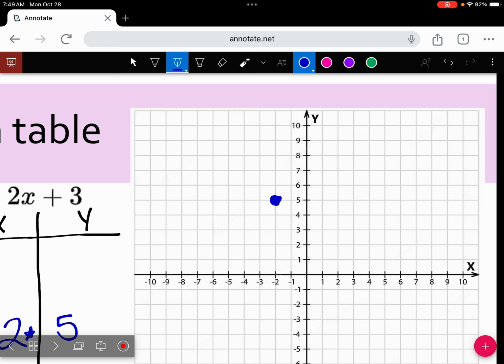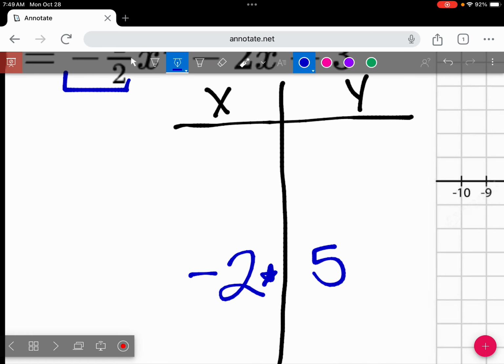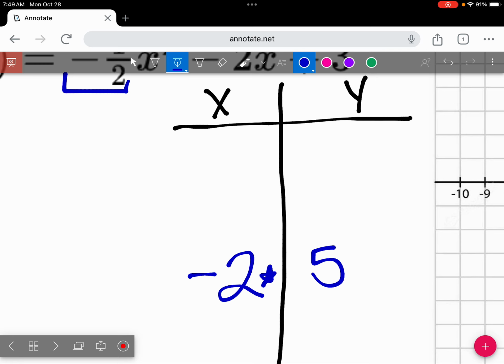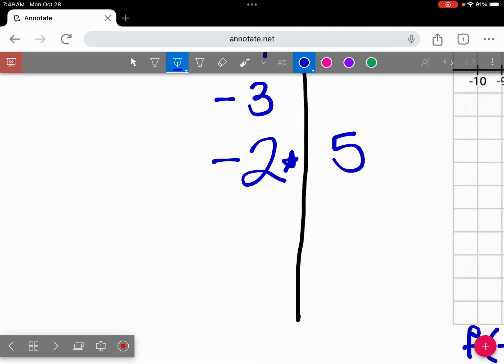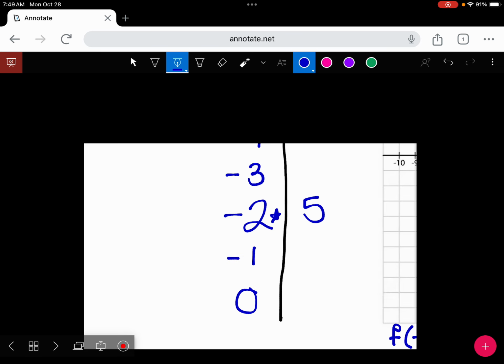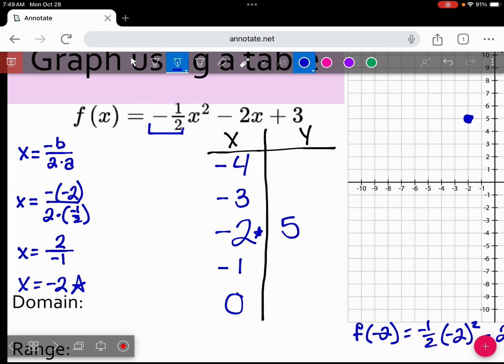Unfortunately, we can't get the graph from just that. So we're going to pick 2 points bigger, 2 points smaller than our vertex. So if I need smaller than negative 2, we're going to count by ones. So we're going to have negative 3 and negative 4. If I need bigger than negative 2, negative 1 and 0.